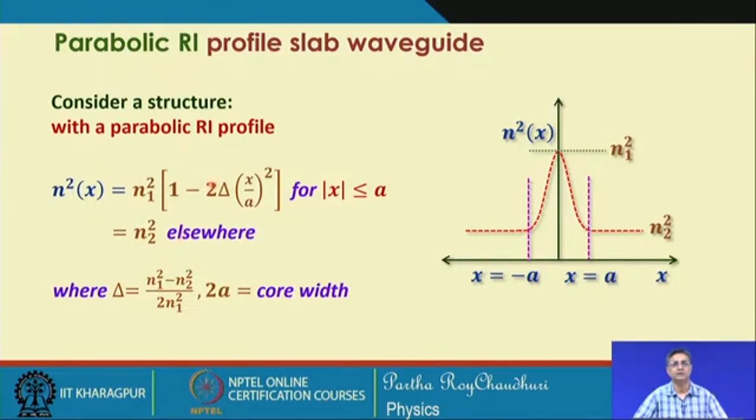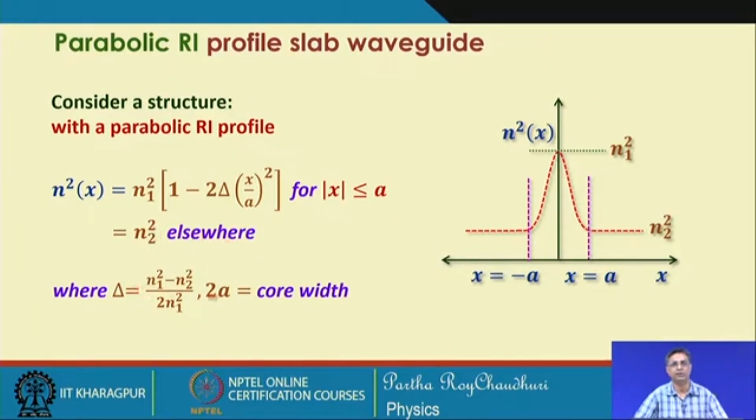Consider a structure which is given by this. For a parabolic refractive index profile, we have seen we have to replace this q by 2, and it gives you n square x equal to n 1 square (1 minus 2 delta (x by a) to the power of 2), which is for the core region, that is for the region which is defined by plus minus a, x less than plus minus a, and otherwise it is n 2 square.